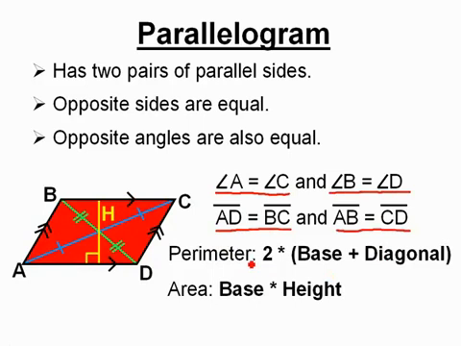So the perimeter is quite simply 2 times the base, meaning a horizontal side, plus the diagonal side. And the area is simply base times height, where height I labeled as H in this yellow line.